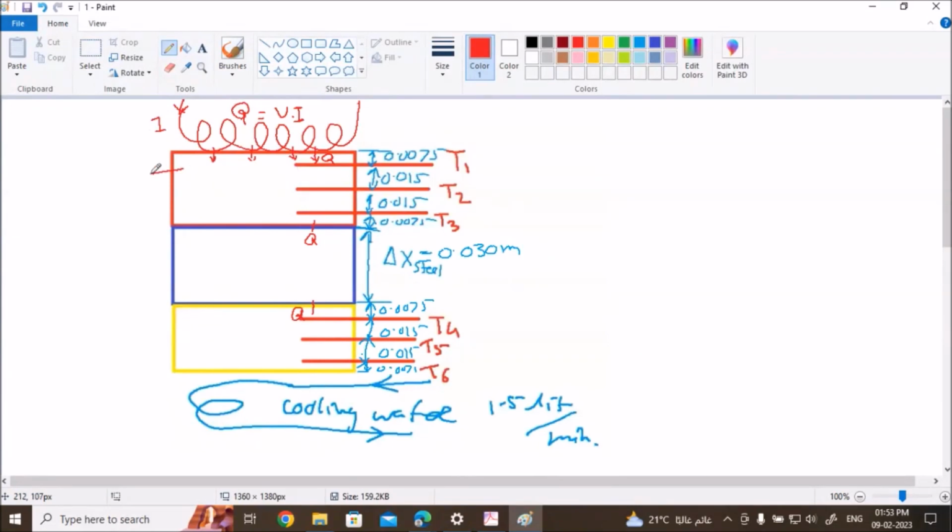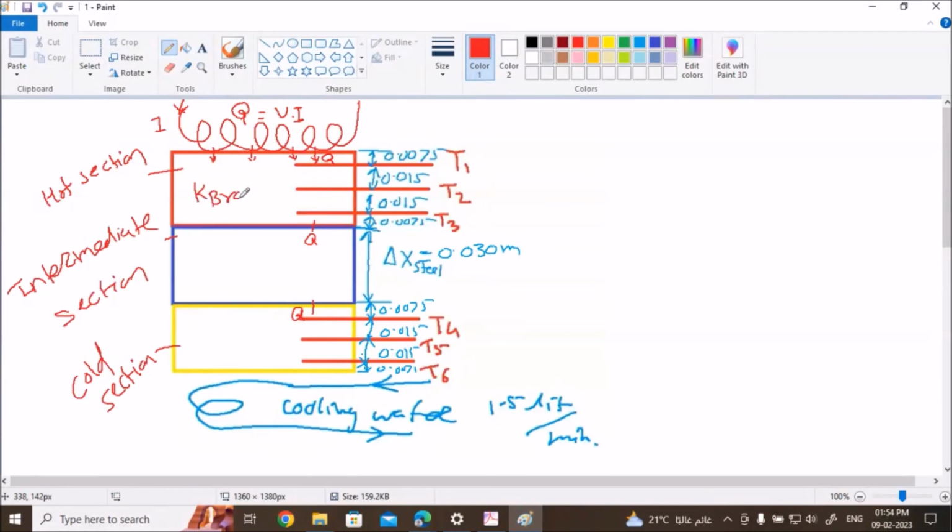The first slab is near to the heater, that's why it is called the hot section. This last slab is near to the cooling water, that's why it is called the cold section. In between is the intermediate section. The first is a brass material, and we need to find the thermal conductivity of brass. Then the second is steel, and we need to find its thermal conductivity. Again, this is brass, and we need to find the thermal conductivity of brass at a different temperature.